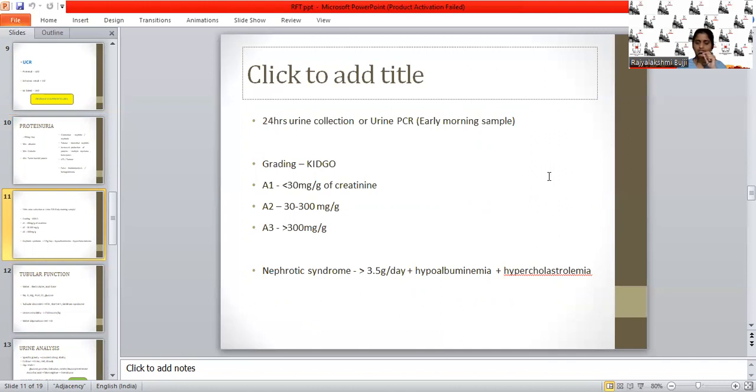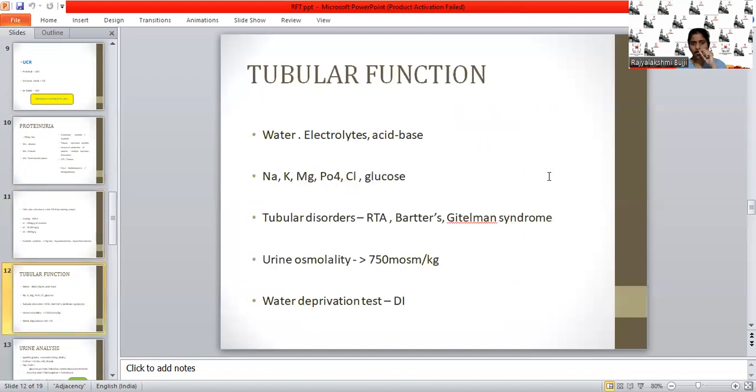We can grade the severity of the proteinuria: if it is less than 30, A1; 30 to 300, A2; more than 300 milligrams per gram of creatinine, A3. In case of nephrotic syndrome, the total protein should be more than 3.5 grams per day, along with hypoalbuminemia and hypercholesterolemia. What are the different tests to assess tubular function?